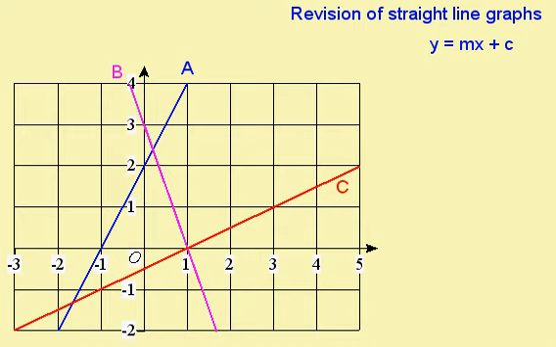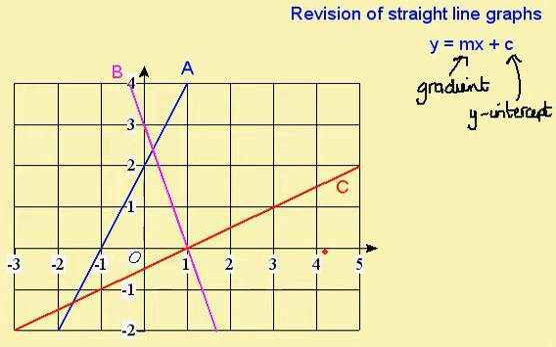A quick revision of straight line graphs is as follows. All straight line graphs have an equation of the form y equals mx plus c. M is the gradient, and c is the y-intercept.